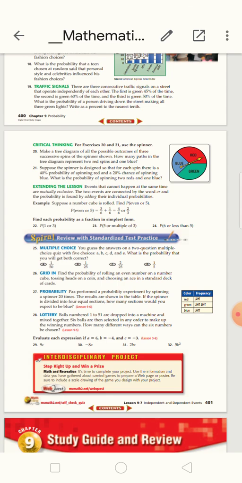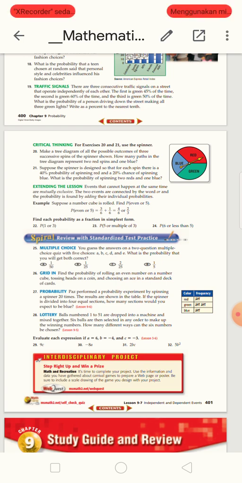27. Probability. Fast performed a probability experiment by spinning a spinner 20 times. The results are shown in the table. If the spinner is divided into 4 equal sections, how many sections would you expect to be blue?